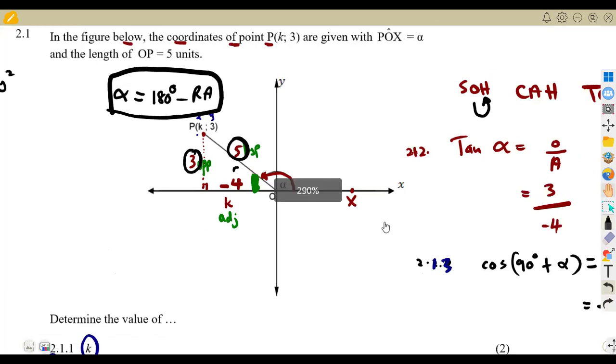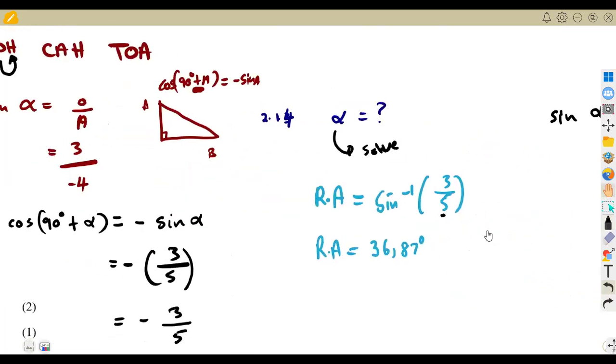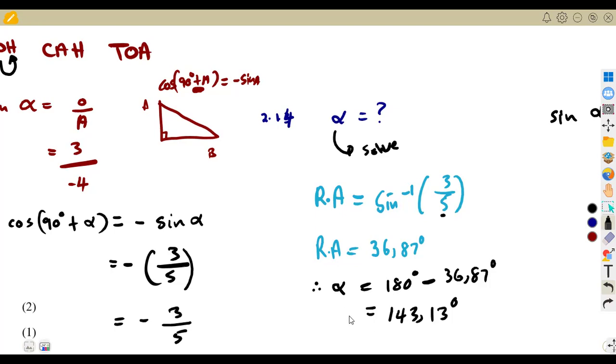So therefore, our alpha here is going to be 180 degrees minus the reference angle, which is 36,87 degrees. So if you subtract this, you are going to obtain 143.13 degrees. So this is the value of alpha.